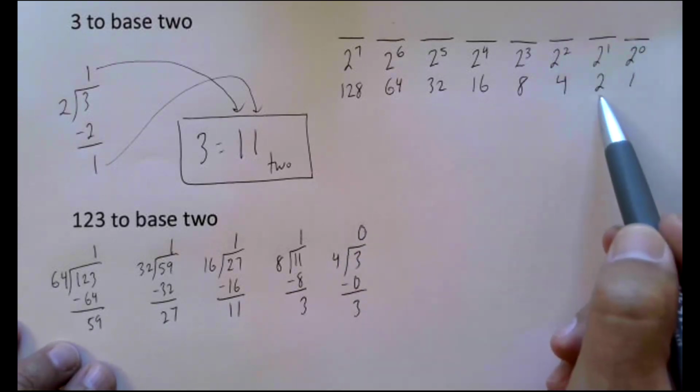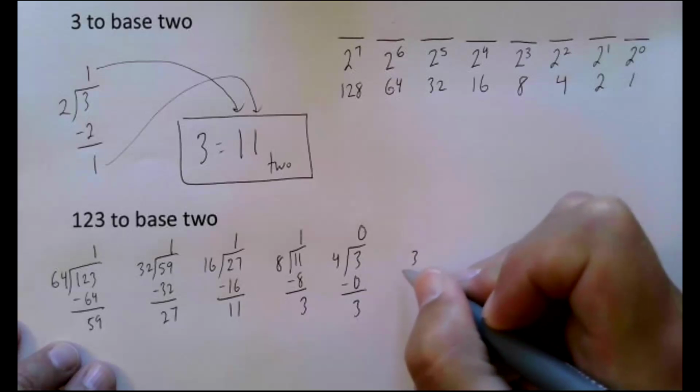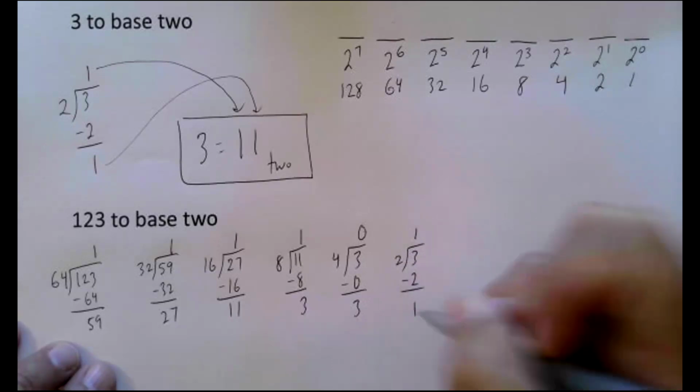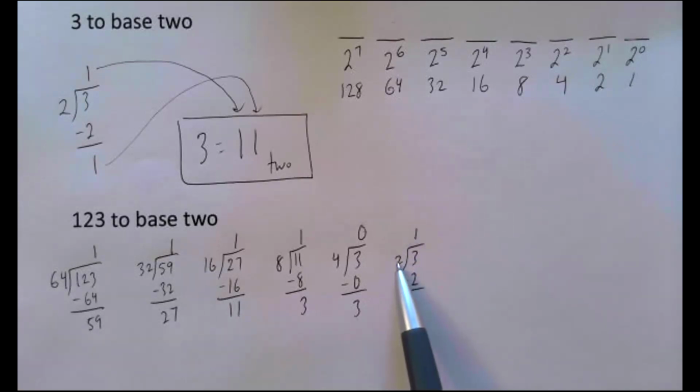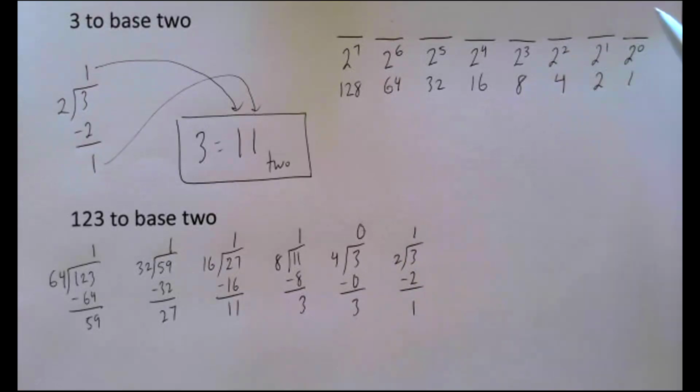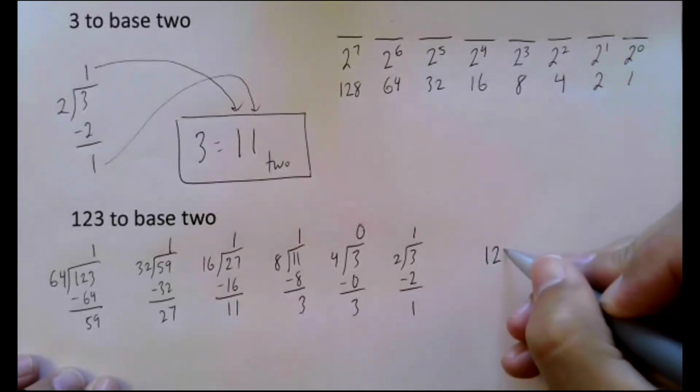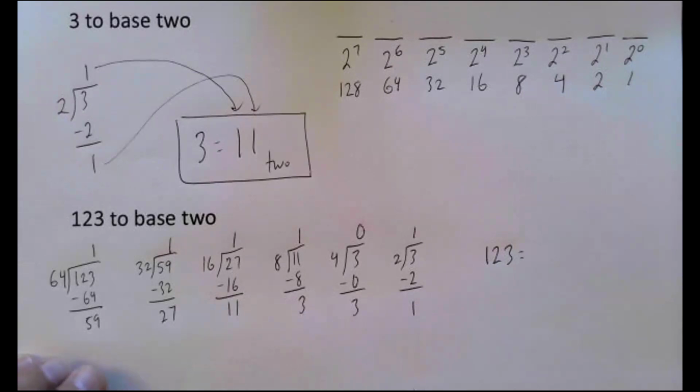I take that remainder and divide by the next thing. 2 goes into 3 once. 1 times 2. Remainder of 1. I'm going to have a 1 in the 2's position. And that one's going to go away over here. Okay. 123 is equal to 1111011 in base 2.